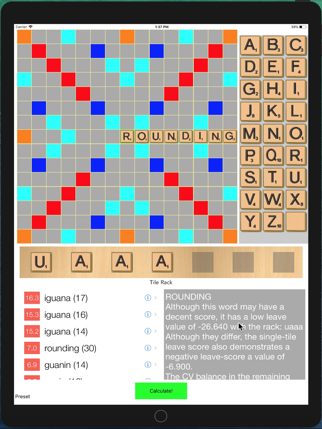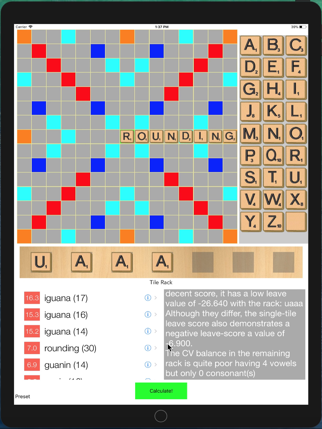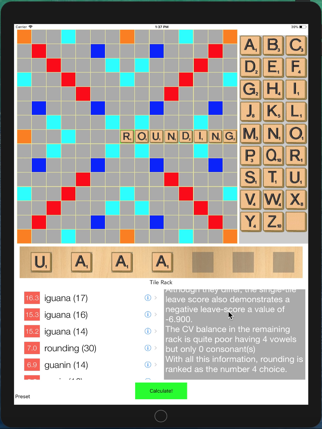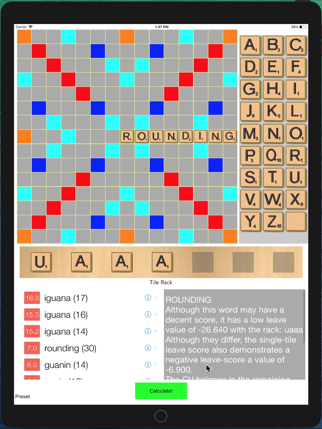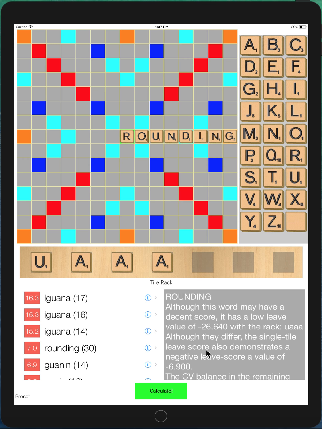So if we look at why, it tells us that although it's a good scoring word, it has a very low leave score because of the rack UAAA. It also tells us it has a negative single tile leave score, and discusses how poor the CV balance is with having 4 vowels and no consonants left over, which is why it's ranked lower on the list despite its high scoring word.